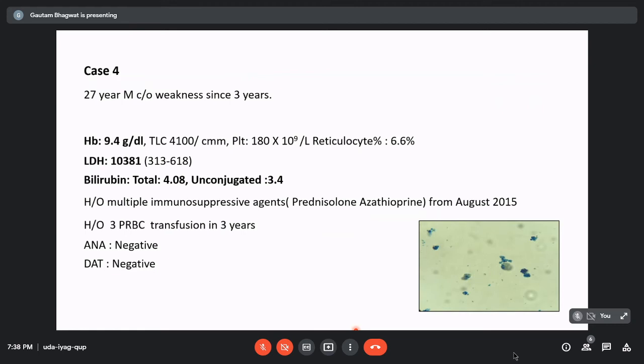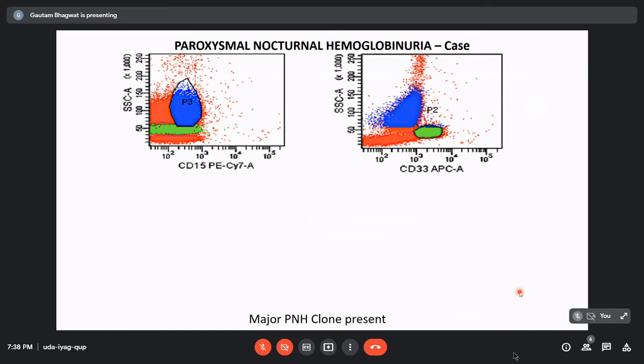So now we had to rule out other causes of hemolytic anemia. ANA was negative, DAT was negative, and what we saw in his urine when we did the Perl stain was hemosiderin crystals. So hemosiderin positive, that is hemoglobinuria in the urine. So we did a flow cytometry.